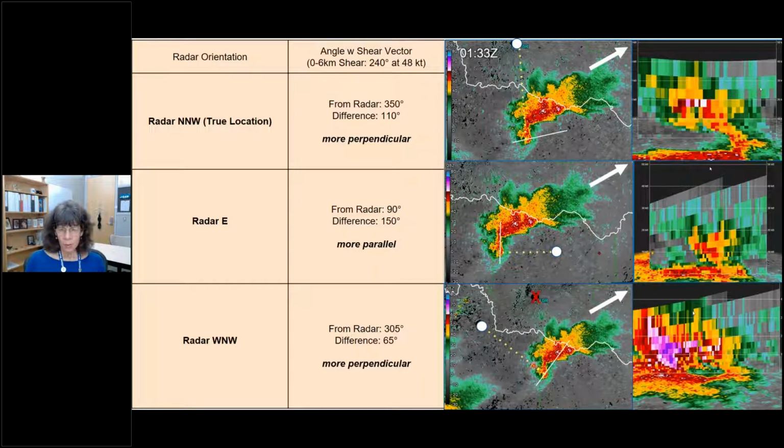And finally, what would happen if this same storm was examined by our radar to the northwest? Our radar radial and our shear vector are again close to perpendicular. And this time when we draw the cross section, oh my goodness, we've got a very stout overhang here for the side lobes to strike.